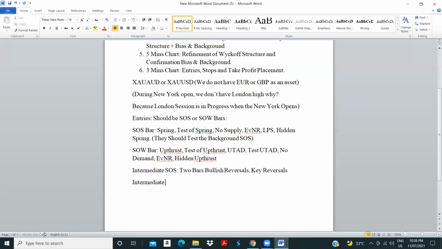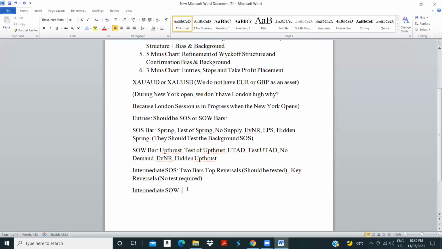I think we cannot enter the 2-bar top reversal. No, I would not enter. For the 2-bar top reversals, they should be tested. They can be tested by no demand or effort versus no result. Do you understand? These intermediate SOS should be tested. Okay, here, no test required.